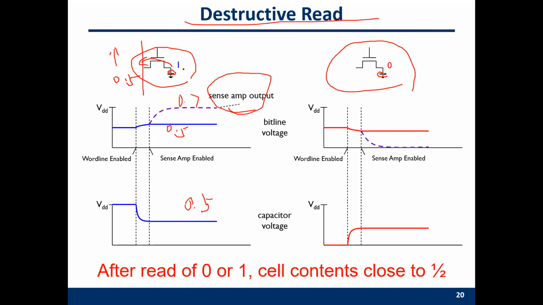But the voltage inside this cell changes from 1, which is VDD, to 0.5. On the contrary, if you store a 0 here, I still pre-charge the bit line to 0.5. Then some charge will flow from the bit line to the capacitor.